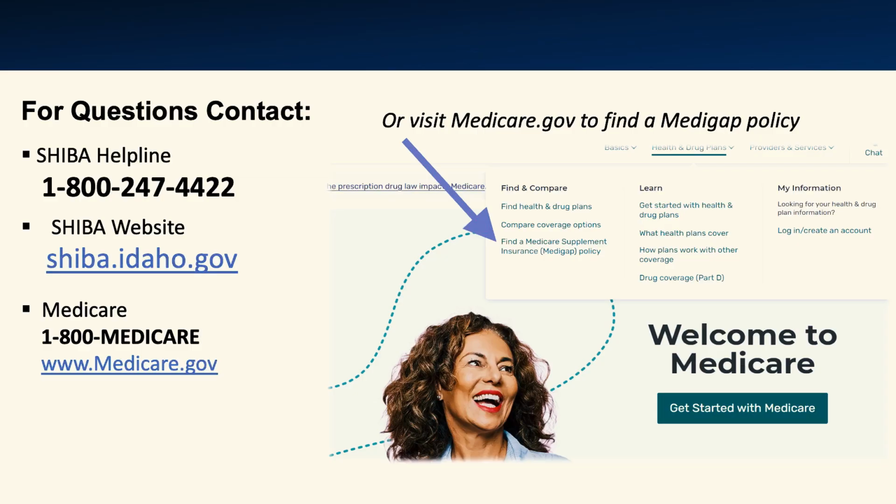If you have questions or would like more information about Medigap policies, you can contact the Idaho SHIBA Helpline at 1-800-247-4422. You can also find additional information online at shiba.idaho.gov. You may also call Medicare at 1-800-633-4227 or visit the Medicare website at www.medicare.gov.